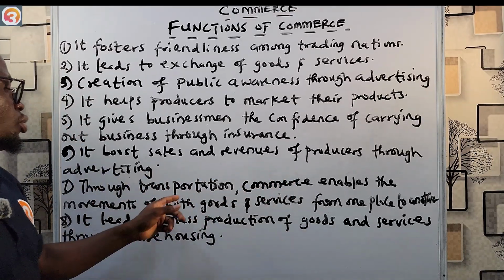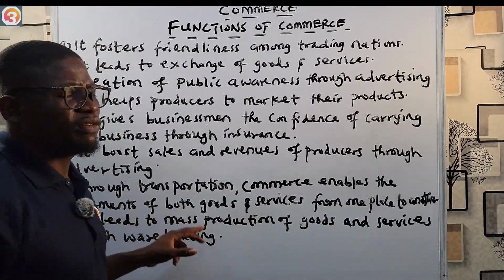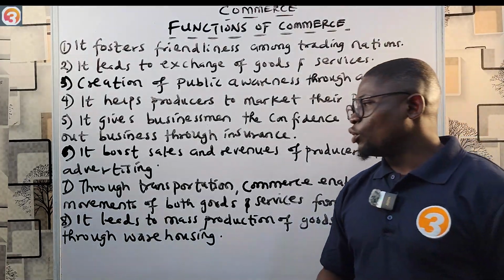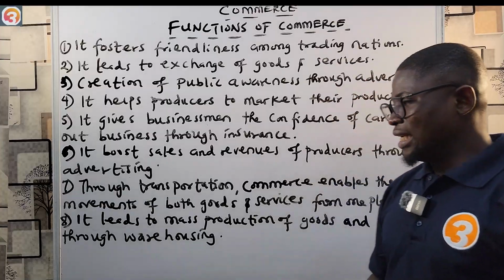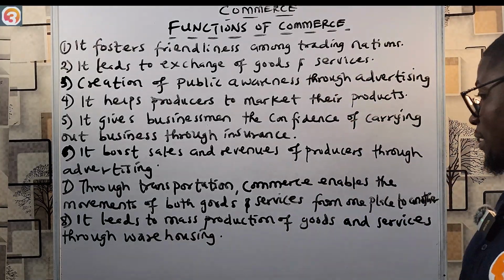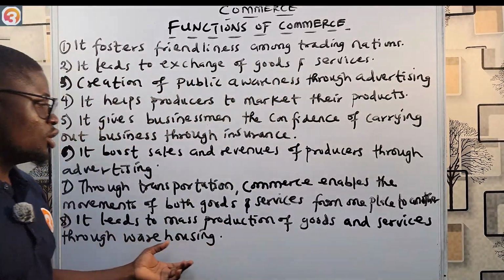Then number 7, through transportation, commerce enables movement of both goods and services from one place to another. So you can easily move your goods from one place to another because of commerce through transportation. Transportation is very, very useful in that regard. Of course, number 8, they say it leads to mass production of goods and services through warehousing.